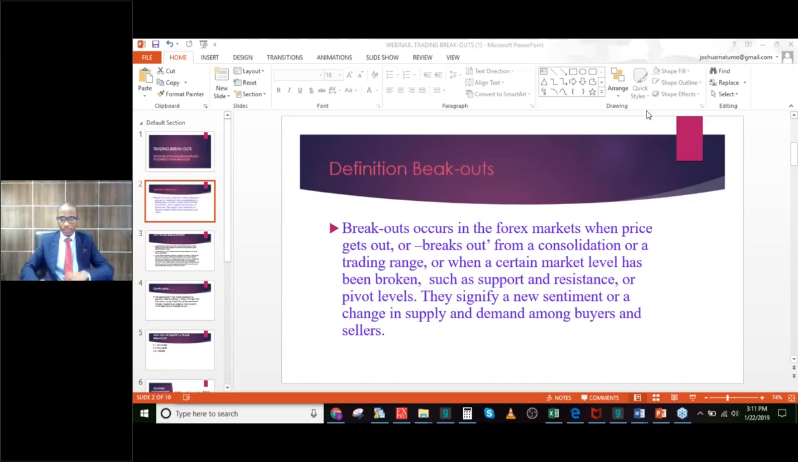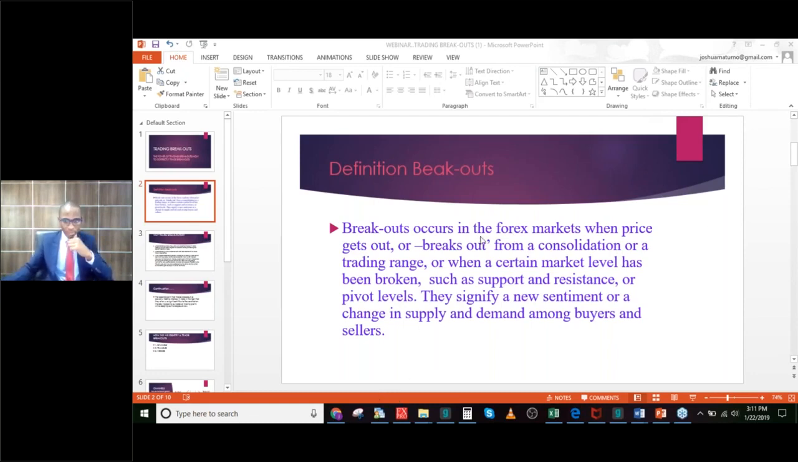The first topic I'm going to cover is the power of trading breakouts. And we're going to be looking at the definition of breakout, in a second, just making sure that everything is up and running. And therefore, that's the definition of breakouts.